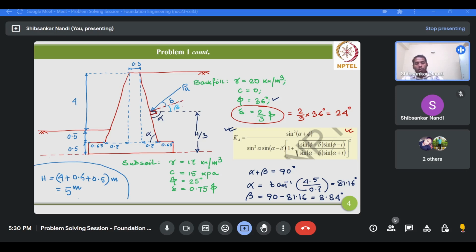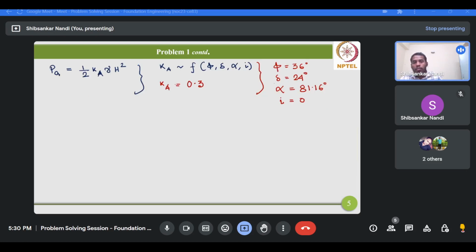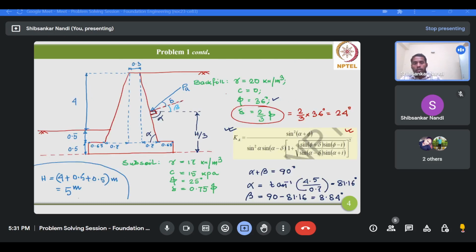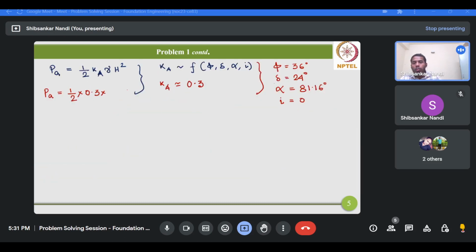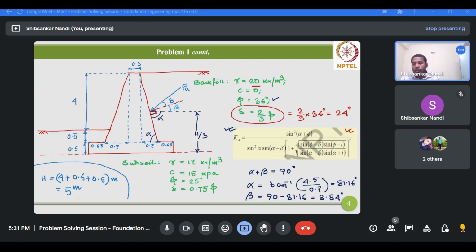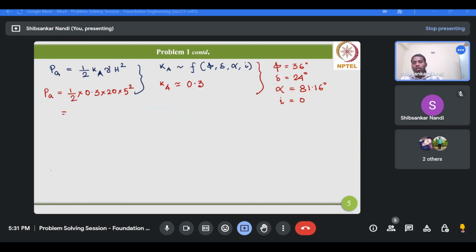Okay, so I have cross-checked it twice, and I am getting something nearly above 0.3. Now we'll calculate this PA value. PA would be half times 0.3 multiplied by the unit weight of the backfill, 20 kilonewton per meter cube, multiplied by 5 squared, because 5 is the total height of the retaining wall. Please calculate and let me know what should be the value for PA.